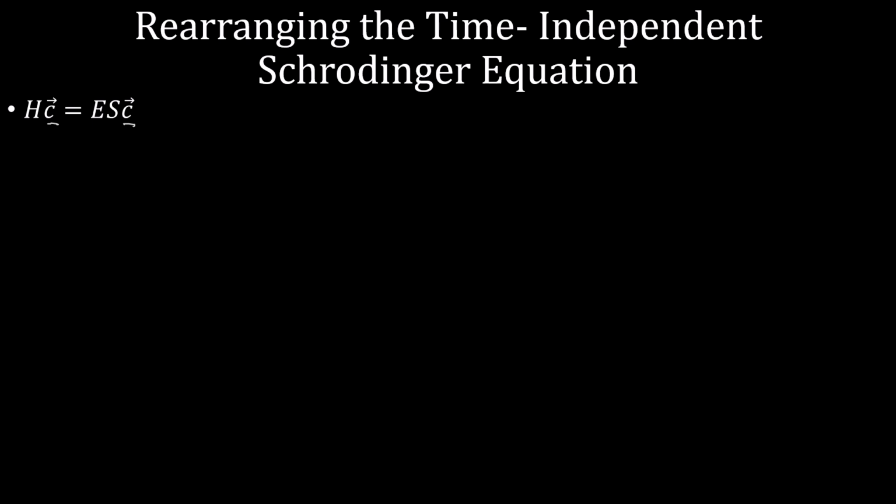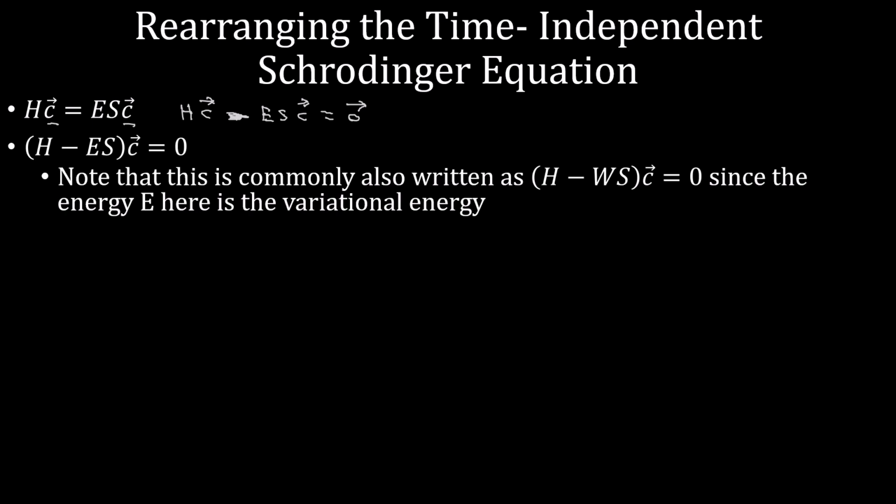But now we want to rearrange it. So I'm going to start off by moving everything to the left-hand side. So that would be H times the coefficient vector minus ES times the coefficient vector. And that's going to be equal to our 0 vector. Or after factoring out, H minus ES times the coefficient vector is going to be equal to 0. And again, the 0 here is the 0 vector.